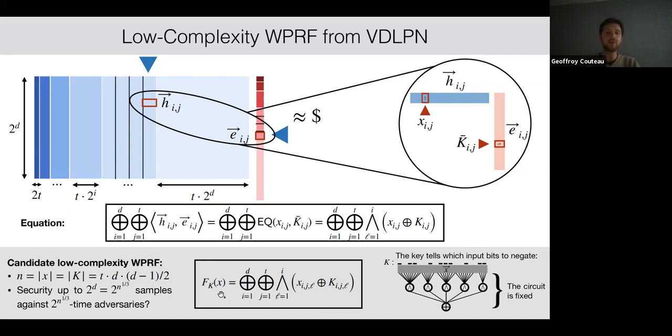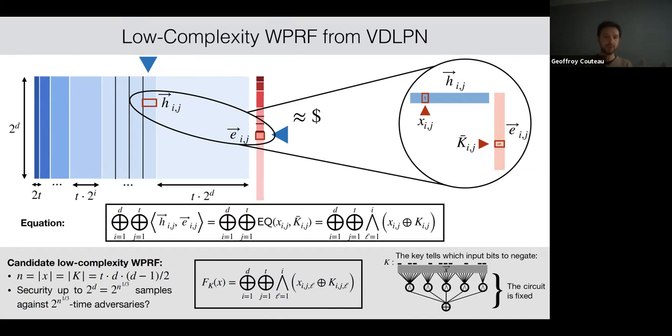And then the weak pseudorandom function is just the multiplication of these inputs that defines this row of the big variable density matrix with the variable density noise, which is defined by the key, which can be expressed as just one big XOR of an AND of the bits of the inputs flipped according to the key. Does that make sense?